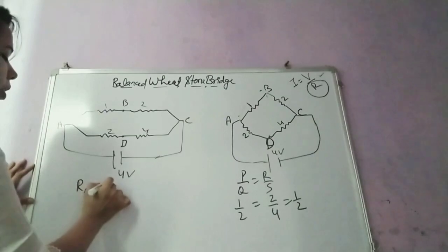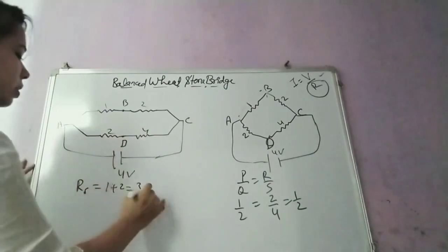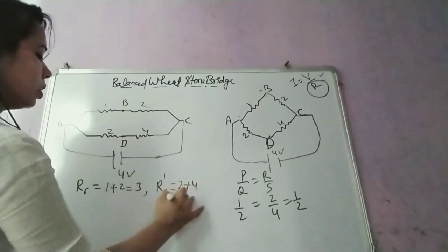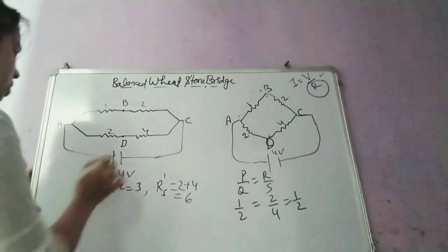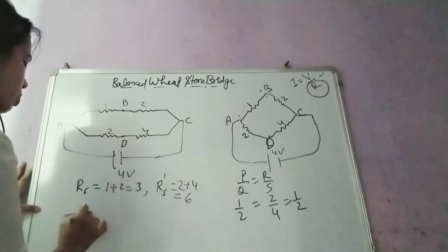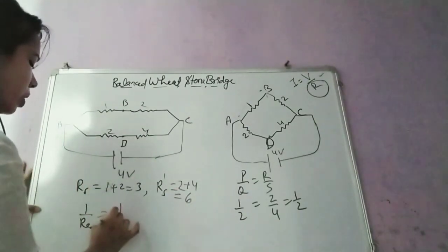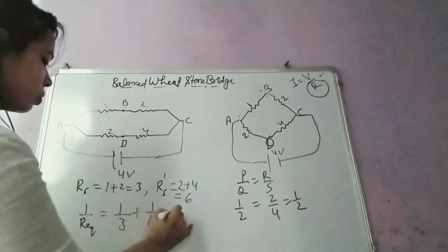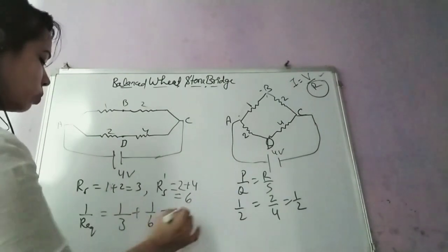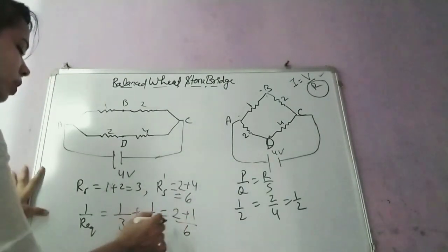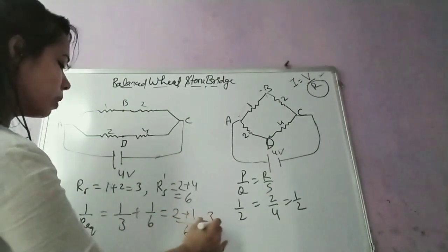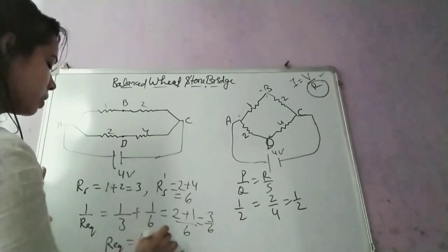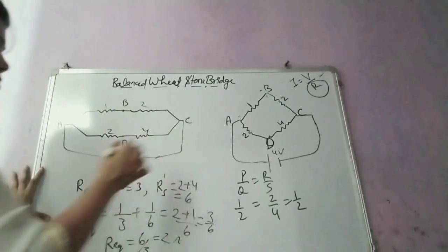In this condition also RS dash is equal to what? 2 plus 4 equals 6. So 3 and 6. Now these two are in parallel. So R equivalent equals what? 1 upon 3 plus 1 upon 6. That is equal to what? So 2 plus 1 divided by 6. Okay. So now it is 3 by 6. So R equivalent equals 6 by 3. That is equal to 2. So 2 ohm is the equivalent resistance.